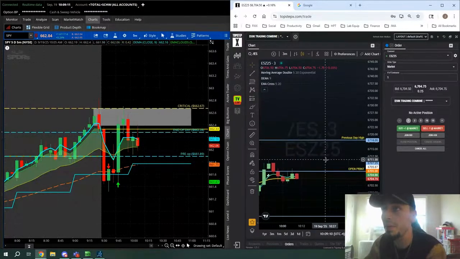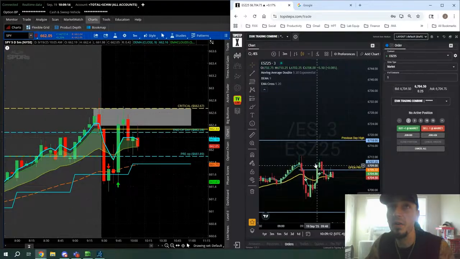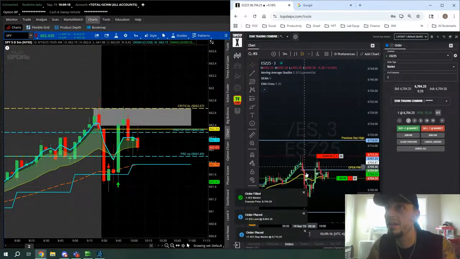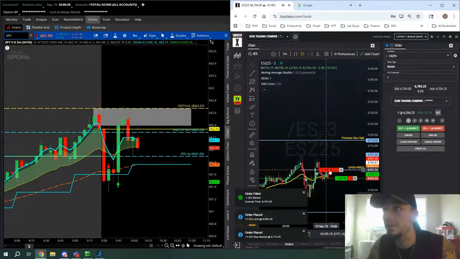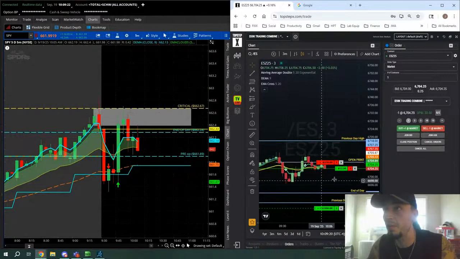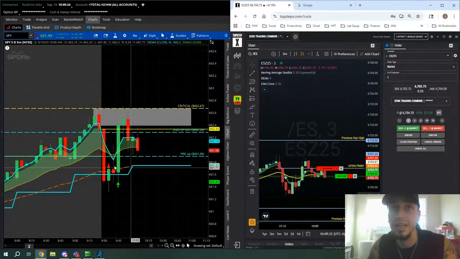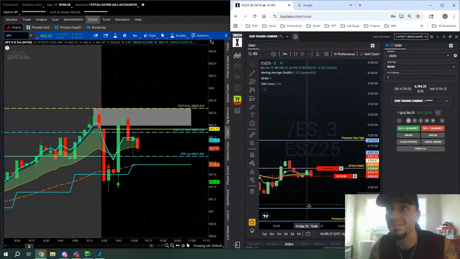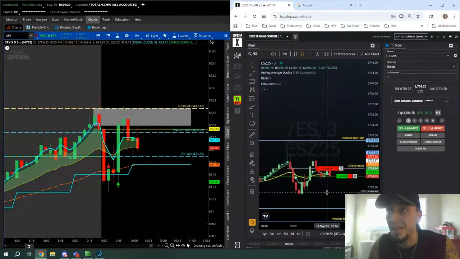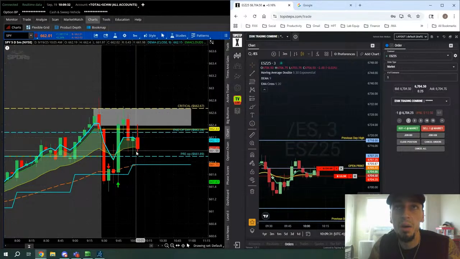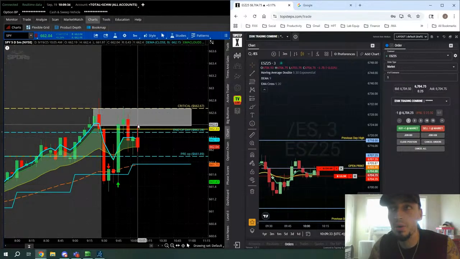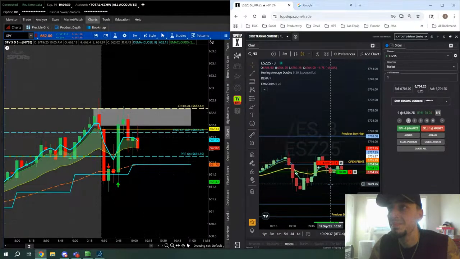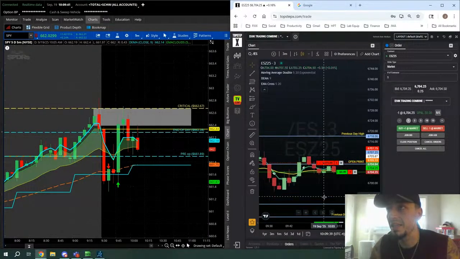Ooh, look at this off open print. Look at this off open print, guys. I'm going to take a little short right here. Something light. Let's get a little scalp here off open print. See if we could get, kind of spur of the moment. But I like seeing those failed buyers right there. So let's see what we get.